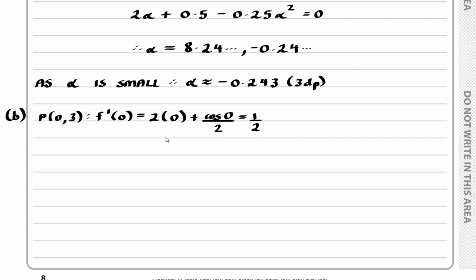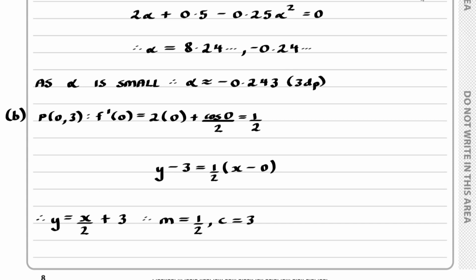This is the gradient of the tangent, which means then, using the point P, the equation of the tangent is given by y subtract 3 equals 1/2 multiplied by x subtract 0, in which case you will find y equals x upon 2 plus 3. So we have m equals 1/2 and c equals 3.